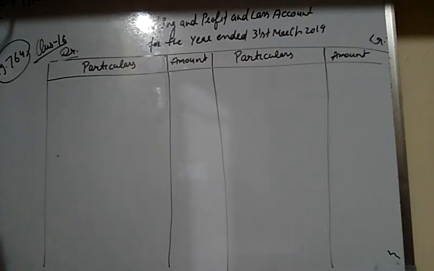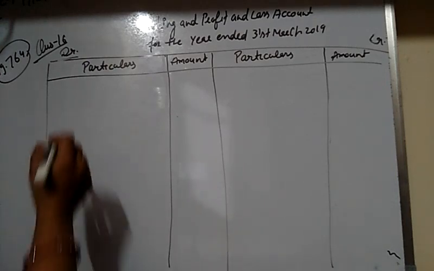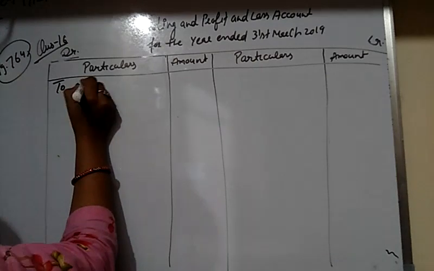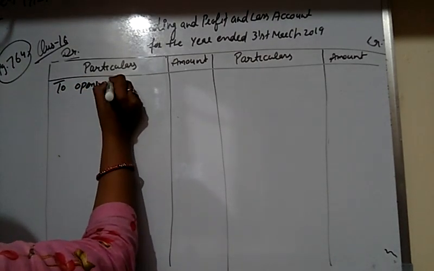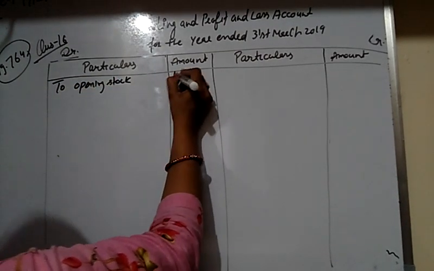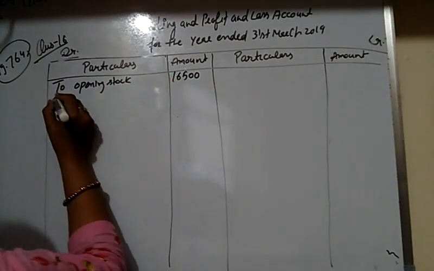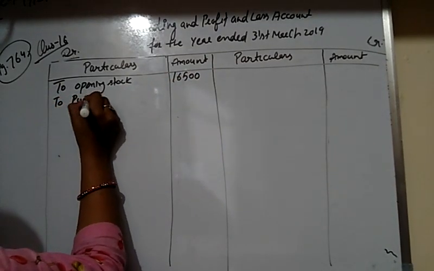Okay, students, in this question the opening stock is given. The value of opening stock is 16,500. So we write here: To opening stock 16,500. Now we write purchases.